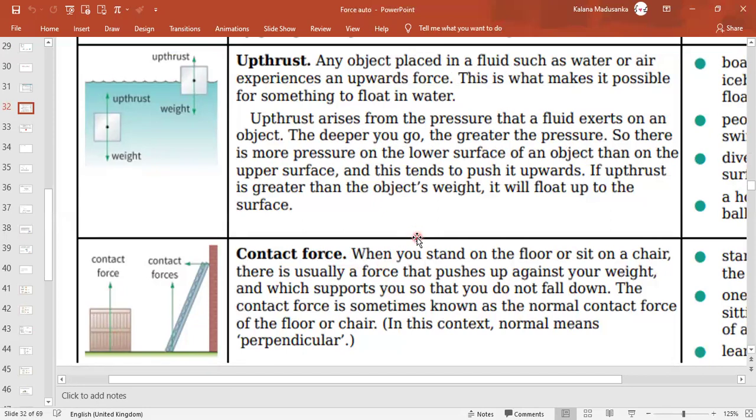When you stand on the floor or sit on a chair, there's usually a force that pushes up against your weight and supports you so that you do not fall down. The contact force is sometimes known as the normal contact force. That is the technical term. We use the normal contact force or normal force on the floor or chair, which basically means the perpendicular force, at 90 degrees from whatever the surface.